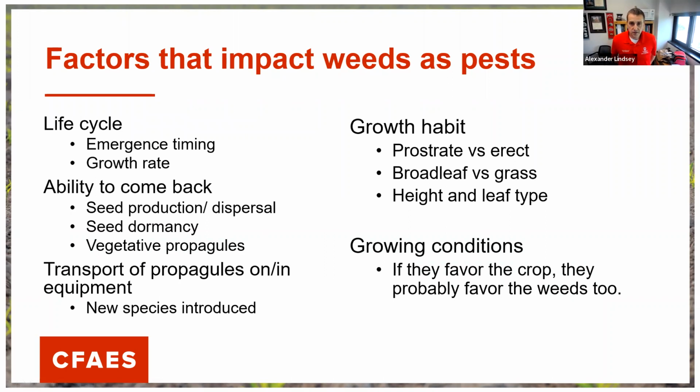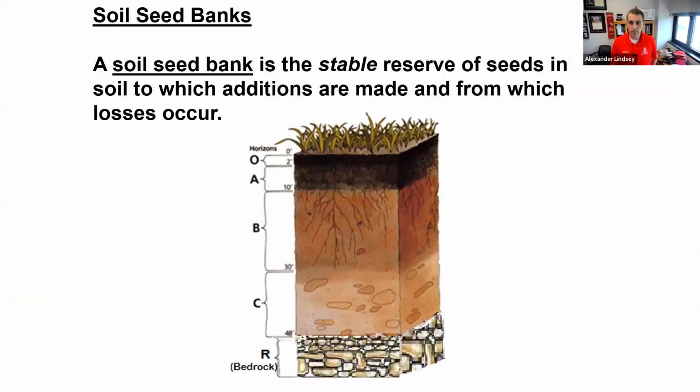And so things that can affect the weed as a pest are things like the life cycle, the ability to reproduce and come back, how it's being moved around, what the growth habit is, and what the growing conditions are. If they're favoring the crop, they're going to favor the weed as well. And the reason we talk about it is because it may not just be a problem for this year, but depending on its ability to come back, it may be a problem in years in the future.